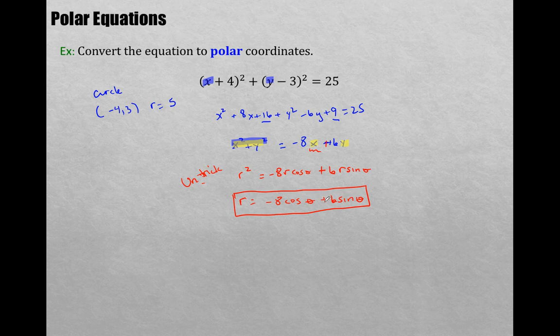That, in polars, is a circle with a center of -4, 3 and a radius of 5. That's what that equation is. I didn't recognize it in polars. I did recognize it in rectangular, but notice that in rectangular form, I don't have a function, and in polar form, I do. Right? The whole vertical line test, that's on rectangular. Crazy.